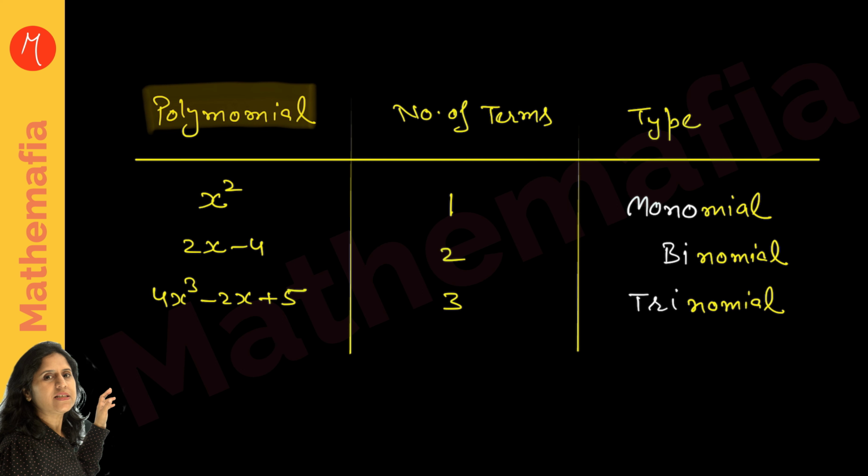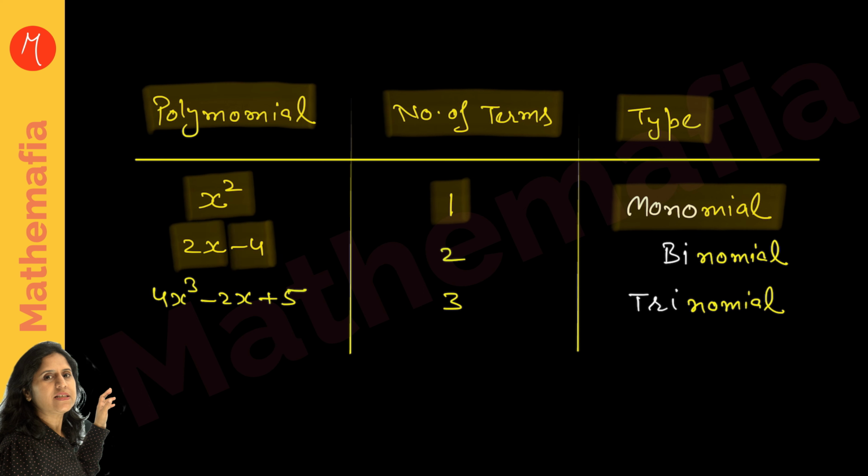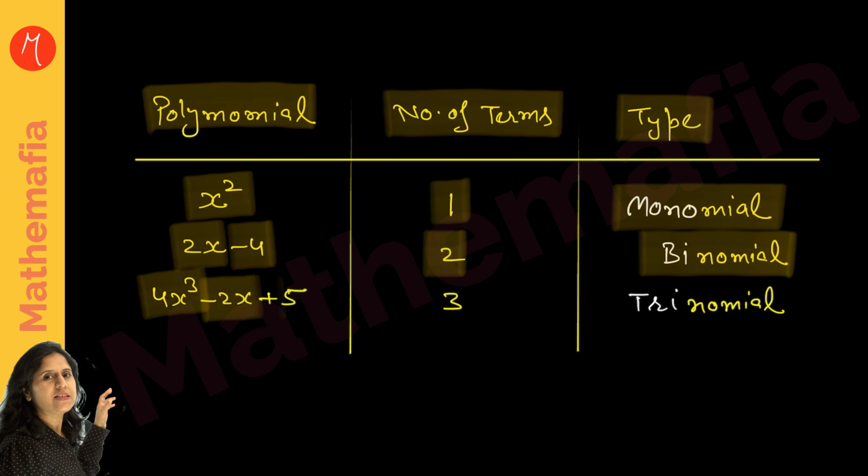Now let's classify the polynomials based on the number of terms they have. In the first case, there is just one term. Such a polynomial is called a monomial. In 2x minus 4, we have two terms, and such a polynomial is called a binomial. The third one has three terms, 4x cube, minus 2x and 5. Such a polynomial is called a trinomial.